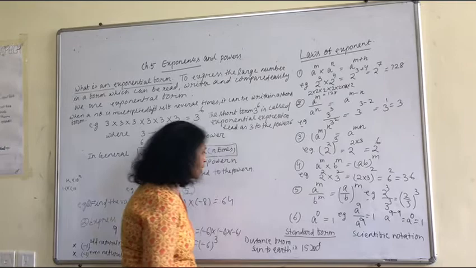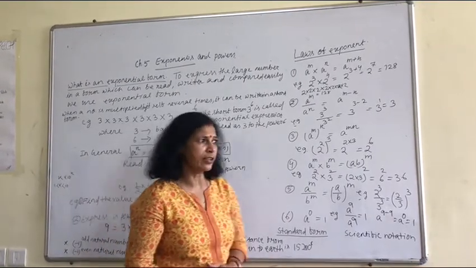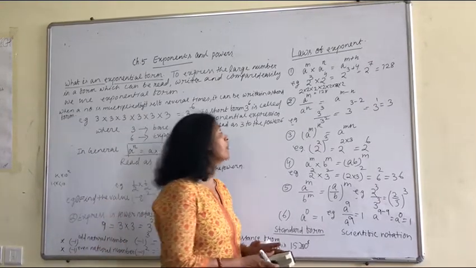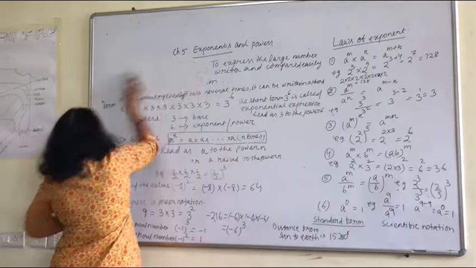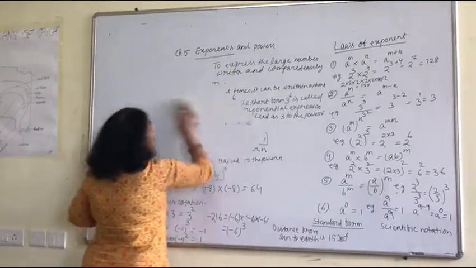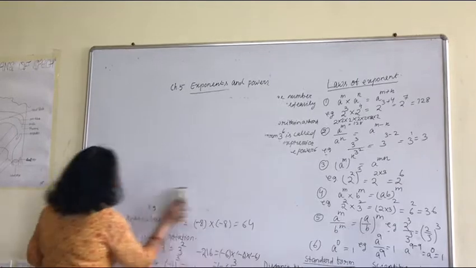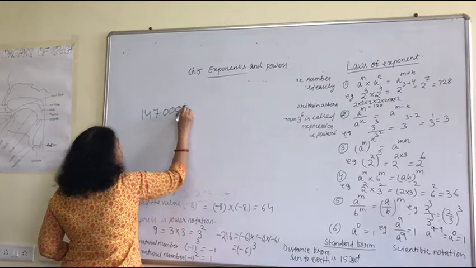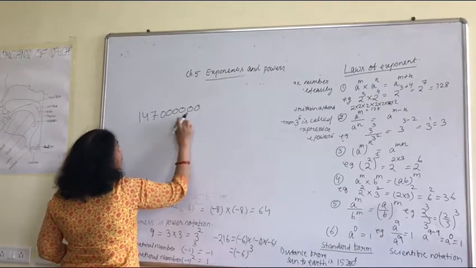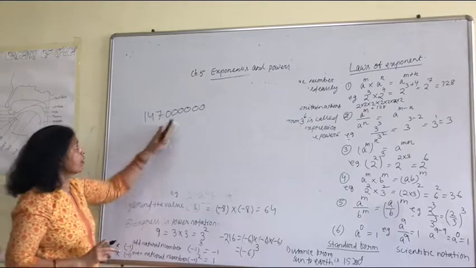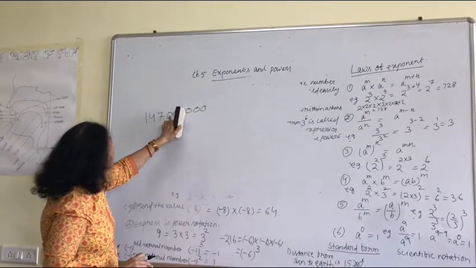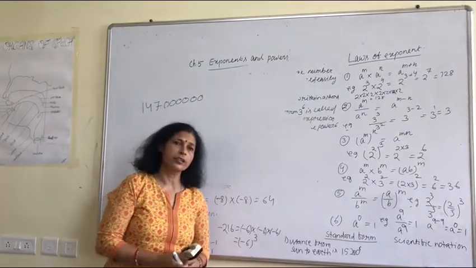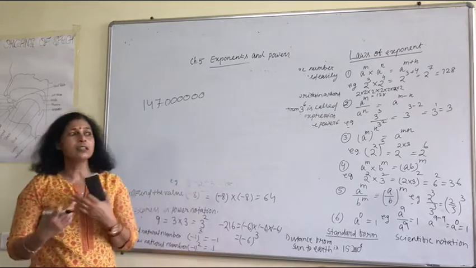Okay, now what is scientific notation and what is standard form? What is scientific notation? Suppose a number is written as a large number, say 147 followed by 6 zeros: 147, 1, 2, 3, 4, 5, 6. Now you can write this number in a scientific way, that means in a short way which can be read easily.